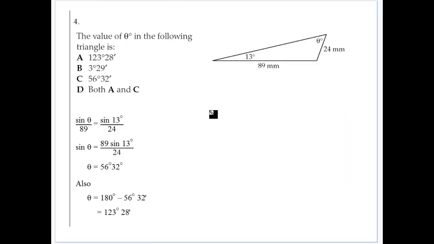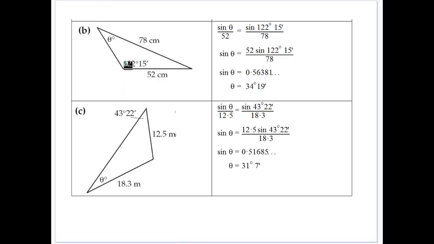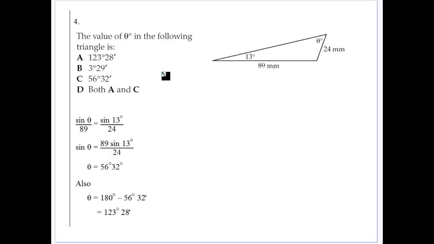This one is a little bit tricky. So let's look carefully at this one. We've got to work out theta, which is opposite 89, and 24 is opposite 13. So we set up our ratio. Now the trick with this one, if we go back to where we saw sine of 122 degrees 15 minutes: from what we were doing with the angles in the 4 quadrants, we know that sine of 122 degrees 15 minutes will give us a positive answer. But there's also an angle in the first quadrant that would give me the same answer, because sine in the second quadrant is positive, so it's an obtuse angle. So that's going to be the same idea here.